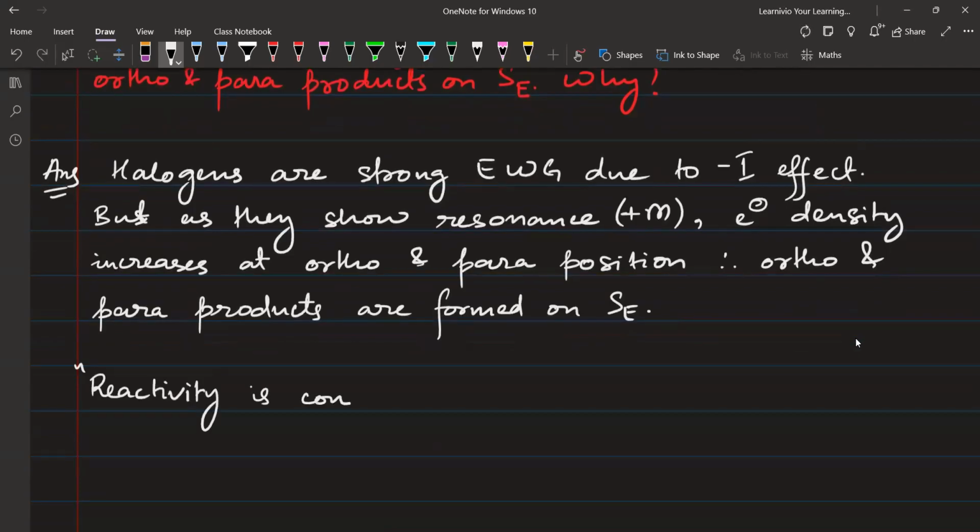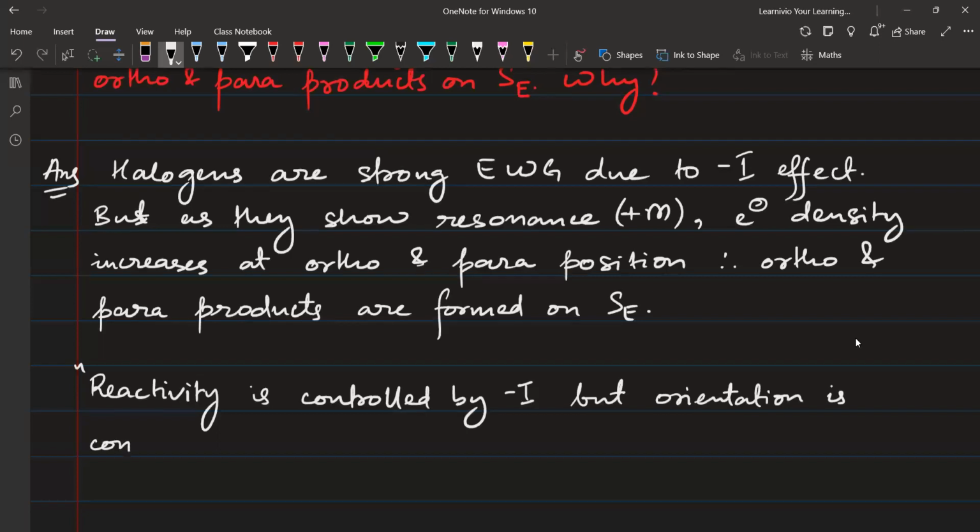Reactivity is controlled by minus I, but orientation is controlled by resonance.